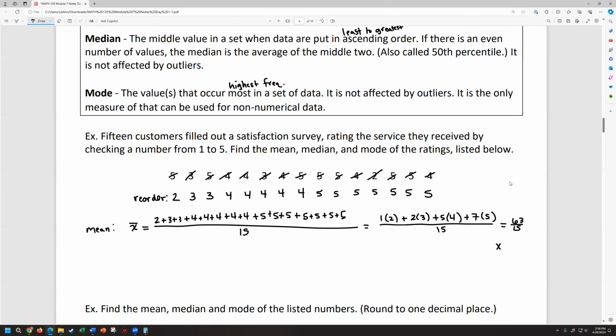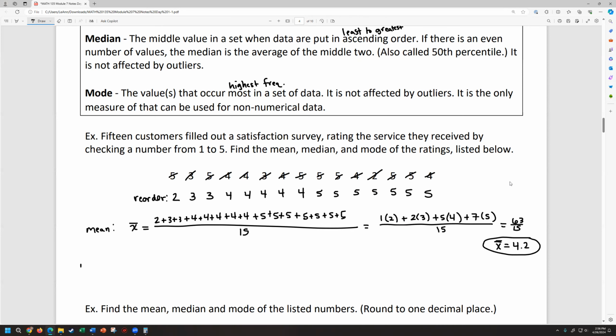So this mean, the bar, is approximately, actually it is exactly. We only put approximately if we have to round it. But I believe, let me double check my calculator. It only had one decimal place. Yeah. So it is a mean of 4.2.